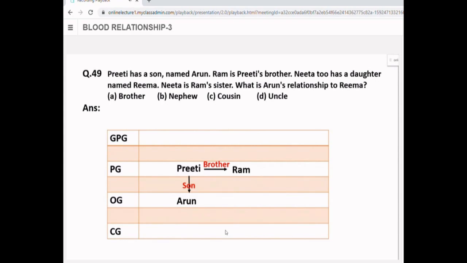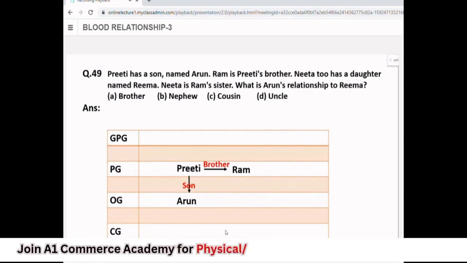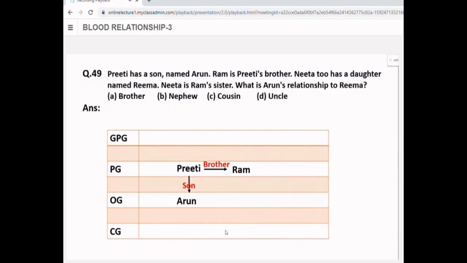Next sentence: Nita too has a daughter named Rima. Nowhere in our diagram is Nita present, nor Rima. So this third sentence is talking about Nita and her daughter Rima, but right now we'll skip that and go to the next one. Nita is Ram's sister. Now Nita has come into the picture. Now let us go to the earlier sentence. Nita's daughter is Rima. Nita is Ram's sister. That is over.